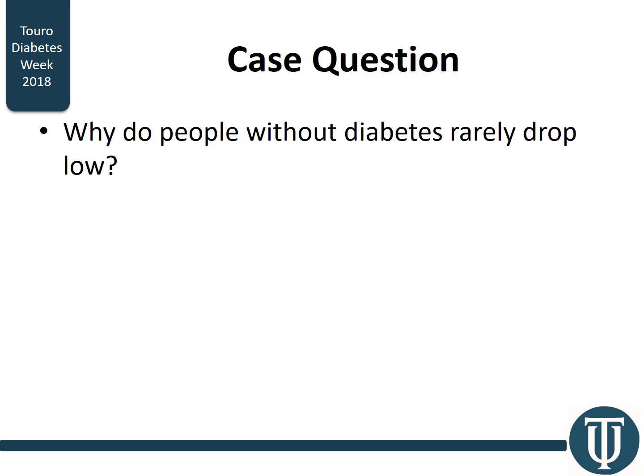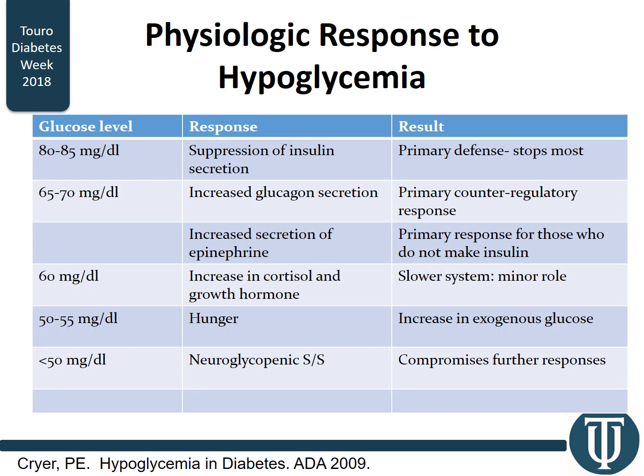So to orient to normal physiology, I think it's important to recognize that people without diabetes rarely drop low. And why is that? This is the physiologic defense, or you can also call it the response to hypoglycemia. In somebody who is normal, who doesn't have diabetes and is not taking diabetes treatments, it's exceedingly rare to drop low. And the reason why is that the body has multiple systems to defend against this.